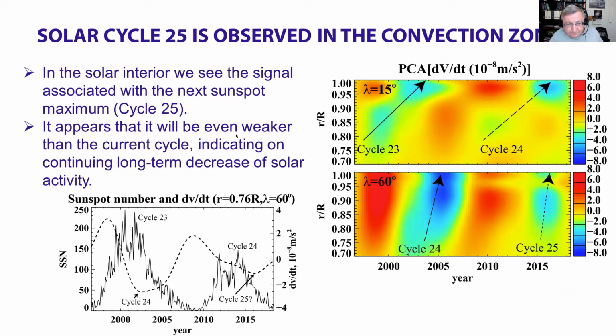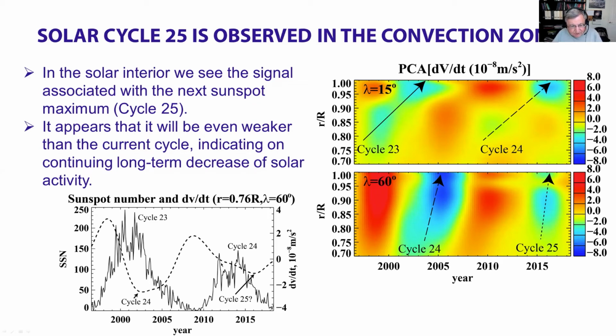Another interesting observation from this data is that when we look at the signal of cycle 24, the previous solar cycle, and the current cycle, first we can see cycles 23 and 24, and we can see cycle 24 is weaker here than cycle 23. And if you look at the polar regions, we already see cycle 25 because it started a few years ago. And in fact, we already see the maximum of these.